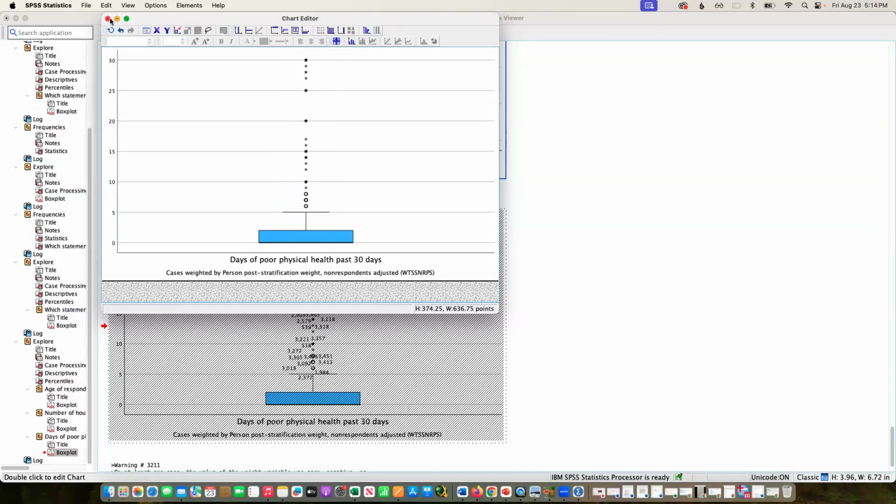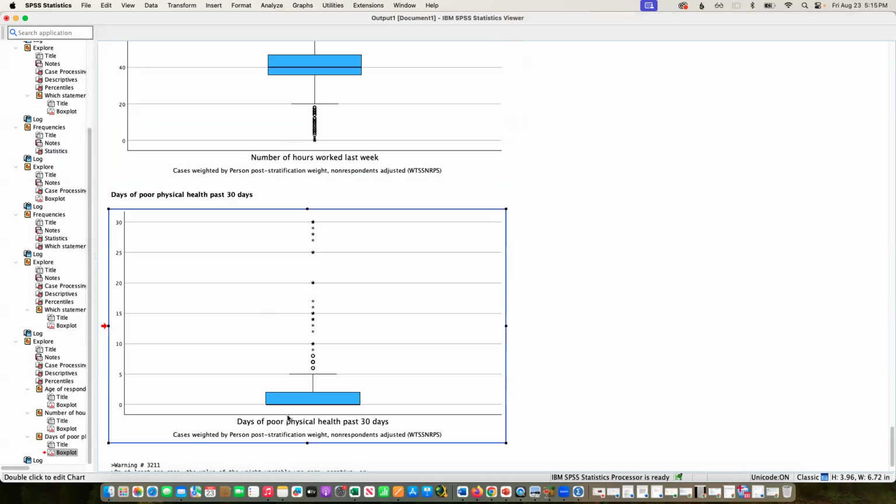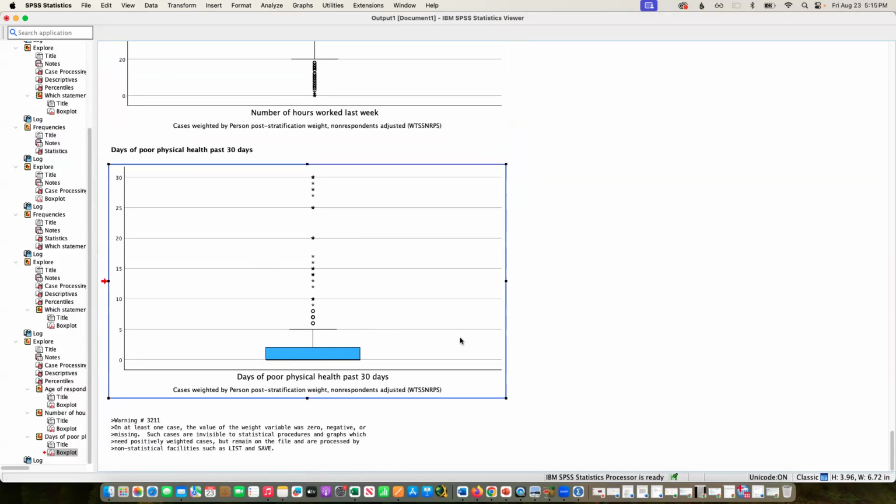Here we can see days of poor physical health, where the outliers are just among the higher numbers. Most people were between 0 and 5 days of poor physical health, but there were some folks who had more days of poor physical health, and that was not the typical. That doesn't fall into where, if we look at where this middle 50% is, you have to go out further to get to that space from the upper quartile.